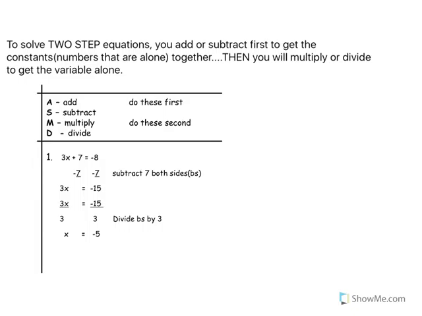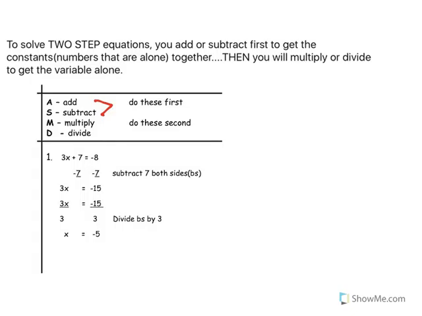To solve two-step equations, you add or subtract first, then get the constants, the numbers that are alone, together. Then you will multiply or divide to get the variable alone. So I did the first two step by step for you, showing you, and here it is. We add or subtract first. We're going to get the numbers that are just plain old numbers alone. So on number 1, let's do that.